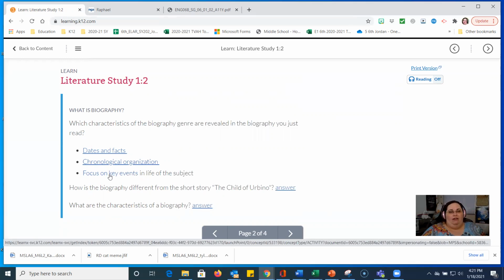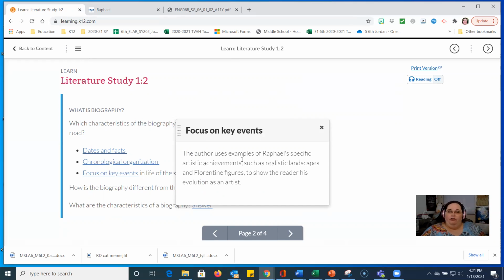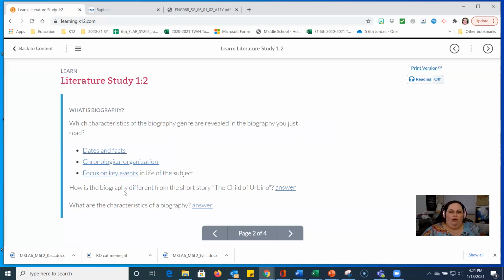Focus on key events in the life of the subject. The author uses examples of Raphael's specific artistic achievements, such as realistic landscapes and Florentine figures, to show the reader his evolution as an artist. How is the biography different from the short story, The Child of Urbino? Think of your answer and then check.